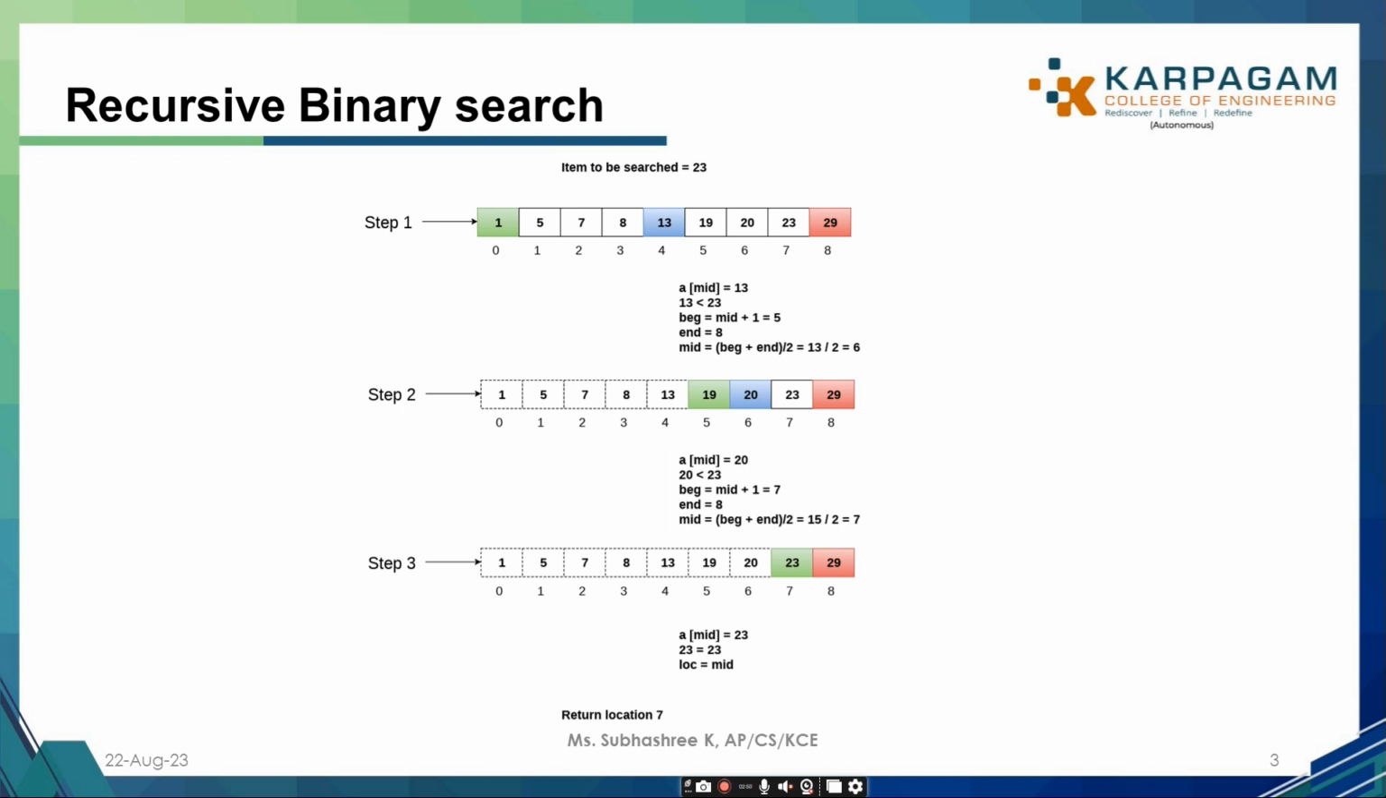If not, you have to move either to the left half of the array or to the right half of the array. If the given search key value is smaller than the mid indexed value, then you move to the left half of the array. If the given search key value is greater than the mid indexed value, then you move to the right half of the array. That's it. Now 23 is not equal to 13.